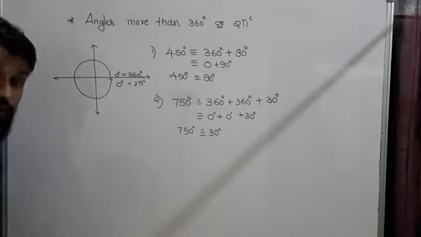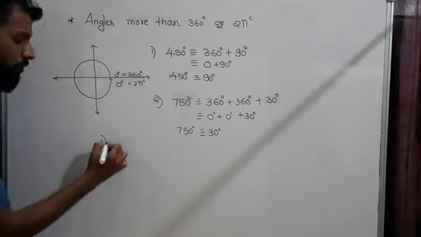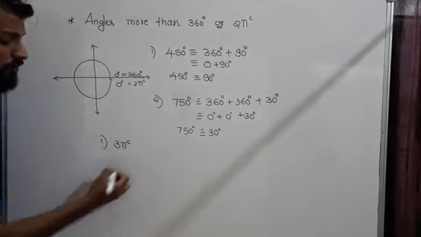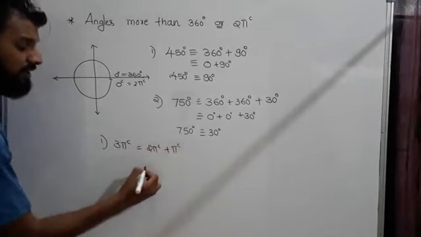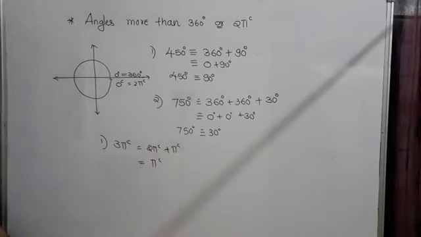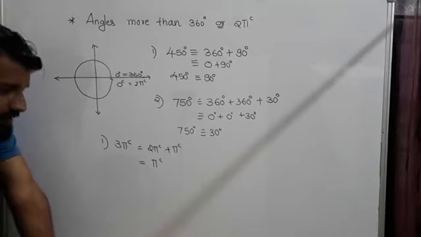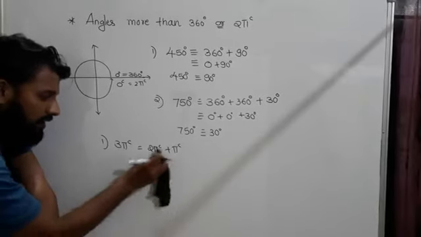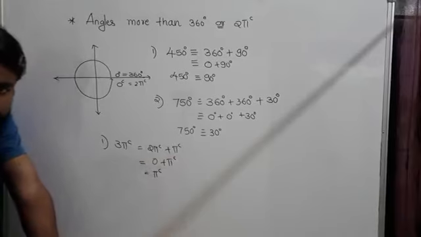And similarly, it goes with radian also. For example, if I ask you what is 3 pi radian, we can write this as 2 pi radian plus pi radian. Here 2 pi is nothing but 0 radian. So 3 pi is similar to only 1 pi, because 2 pi is 0 radian. Yes or no? 0 plus pi radian is equal to pi radian. I hope you are understanding my point.